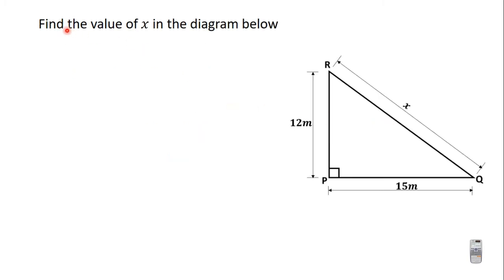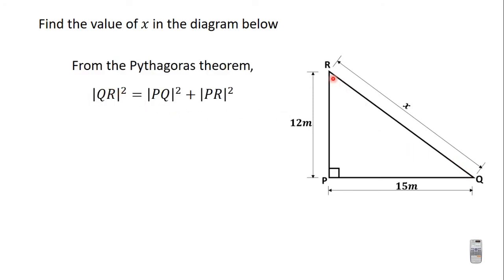Let's take another question. Find the value of x in this diagram. So this triangle is PQR. From this triangle, we can see that QR is the hypotenuse. The other two sides are PQ and PR. From the Pythagoras theorem, we can say that QR, which is the hypotenuse, QR squared is equal to the sum of the squares of the other two sides. So QR squared is equal to PQ squared plus PR squared. QR is what we are looking for, and that is x. So x squared is equal to PQ is 15, so 15 squared, plus PR is 12, so 12 squared.